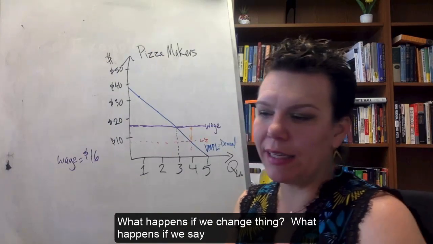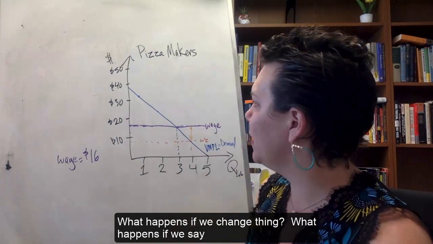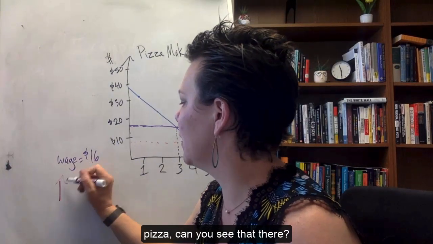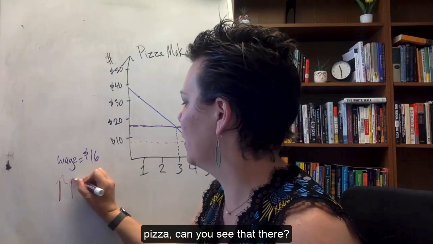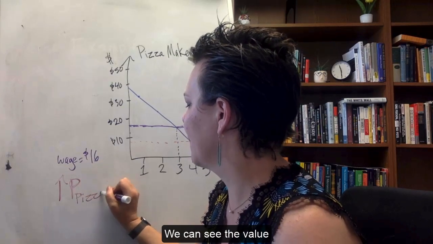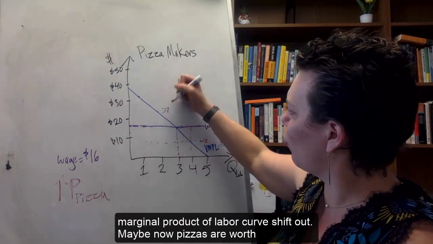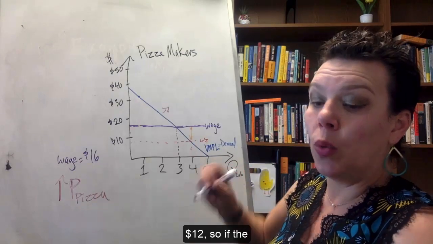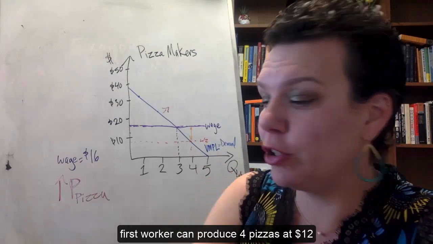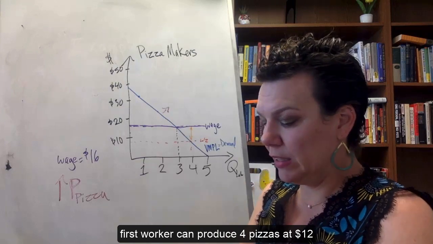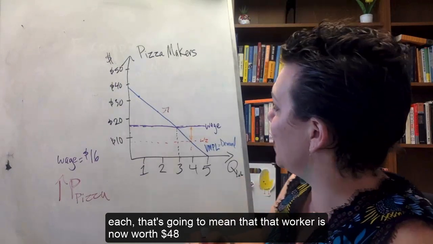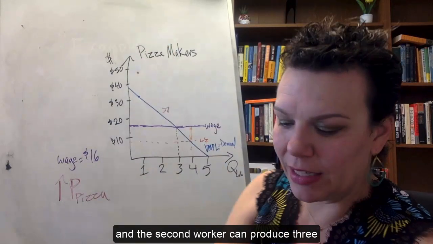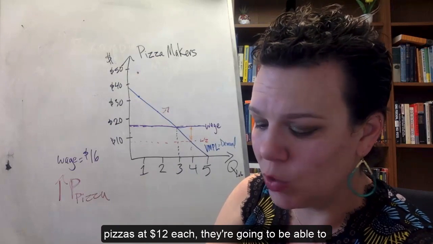So what happens if we change things? What happens if we say the price of pizza goes up? If we have an increase in the price of pizza, you see that there? We can see the value marginal product of labor curve shift out. Maybe now pizzas are worth $12. So if the first worker can produce 4 pizzas at $12 each, that's going to mean that that worker is now worth $48. And the second worker can produce 3 pizzas at $12 each.